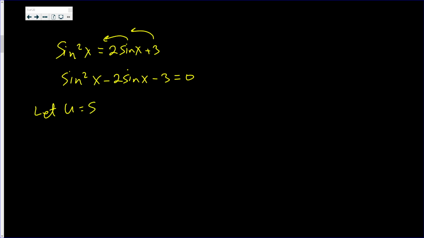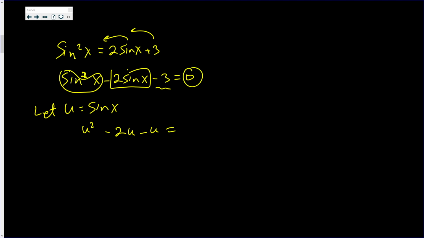If I let u equal sine x, well then that would be u squared minus 2u minus 3, and it still equals 0. Can I, and there's an understood one here, can I think of two numbers that multiply out to negative 1, but add up to negative 2?